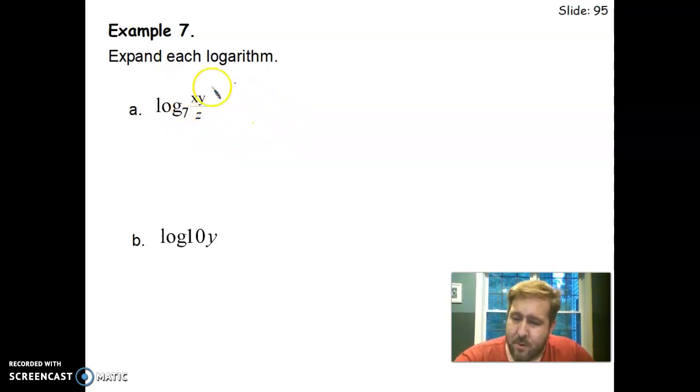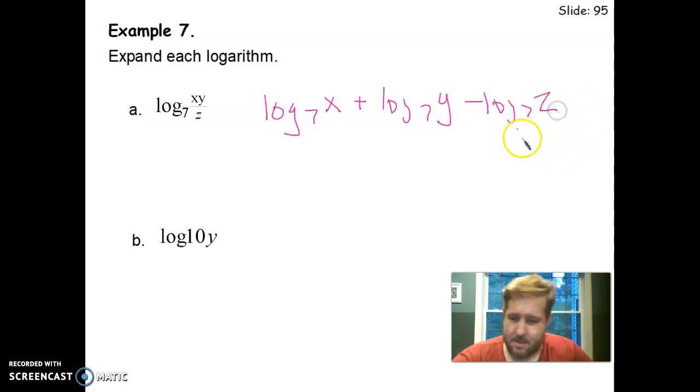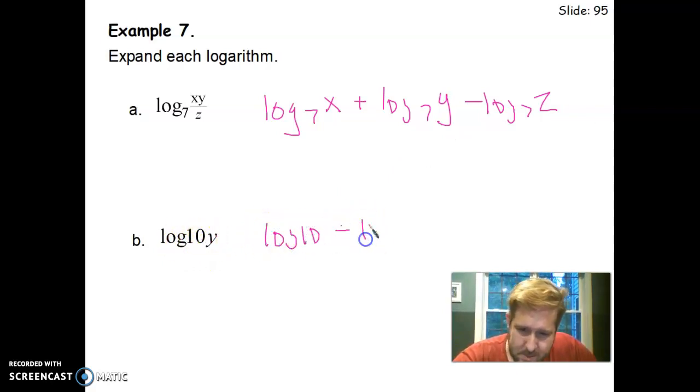Here we have, okay, so expanding. So this will be the exact same thing I just did, only I'm going to make it larger. So that's log base 7 of x, plus log base 7 of y, and then minus log base 7 of z. All right, and this is log of 10 plus log of y.